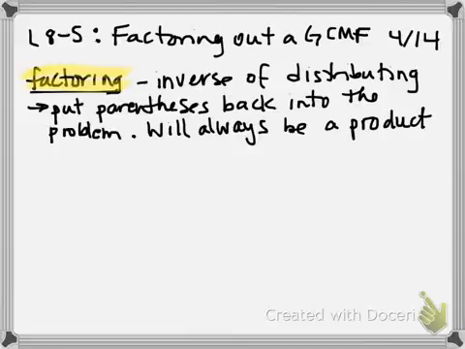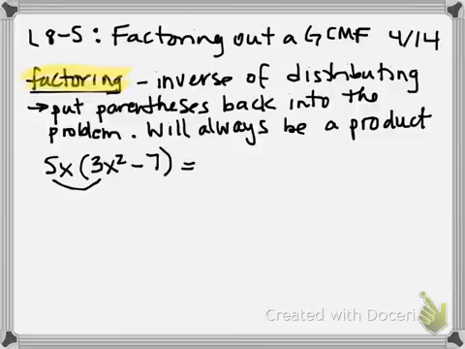Okay. So today, this is very, very simple. What we're going to do is show you what we start with, and then show you what we're going to end with. So let's take a problem like 5x times 3x squared minus 7. This is what we did in the first half of the chapter. To simplify, the only thing we could do is distribute and remove parentheses. So we multiplied 5x times 3x squared, and we got 15x cubed. And then we multiplied 5x times negative 7, and we got negative 35x.